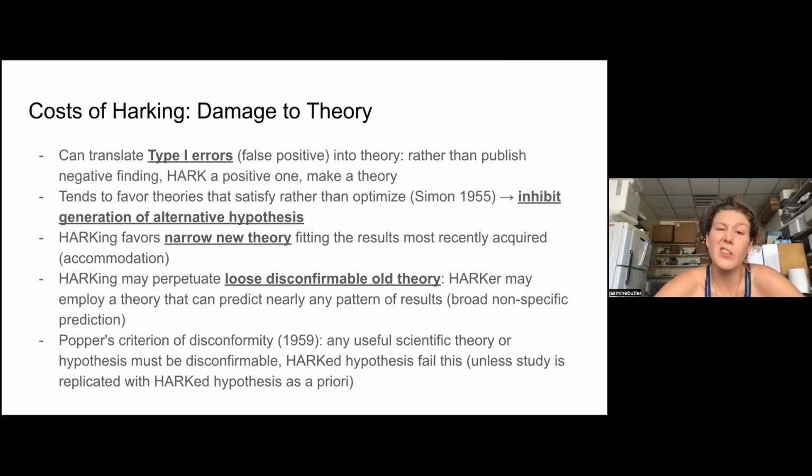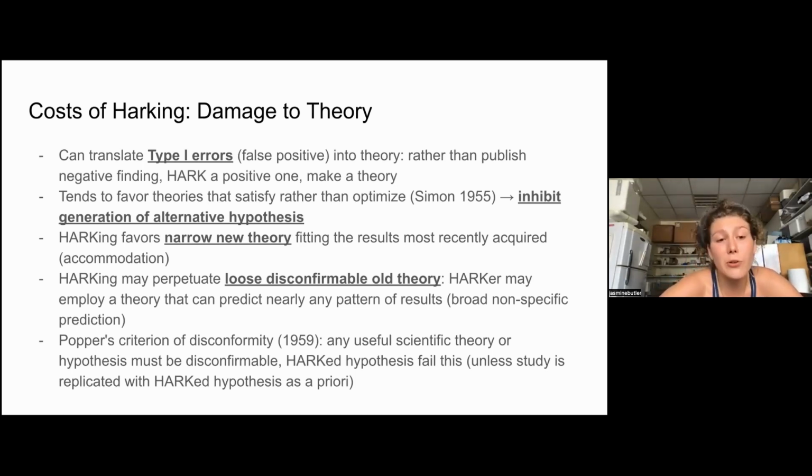So this means that if you have a theory that kind of fits or kind of works, you're less likely to actually go and try and look at the literature and come up with a theory that will actually be a better fit. So inhibiting the generation of alternative hypotheses. It also favors a narrow theory. So if you're doing this accommodation, you're looking at your data after, it's quite likely the theory you'll come up with will be quite narrow and tailored to fit your data. So it's not really going to be applicable to a wider range of data and ergo not very useful.